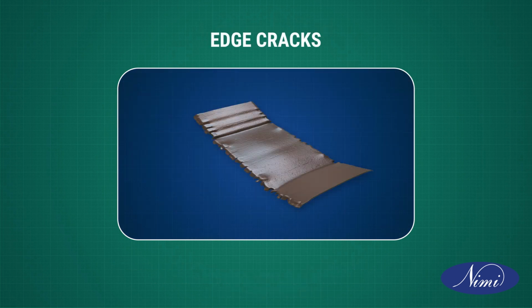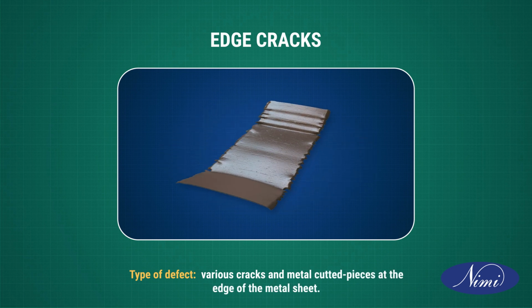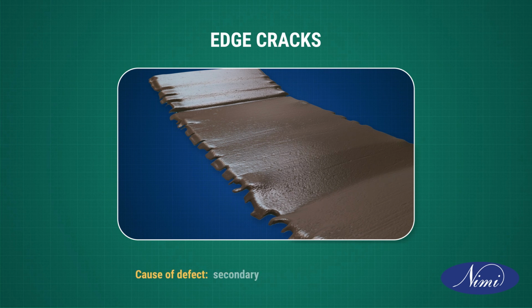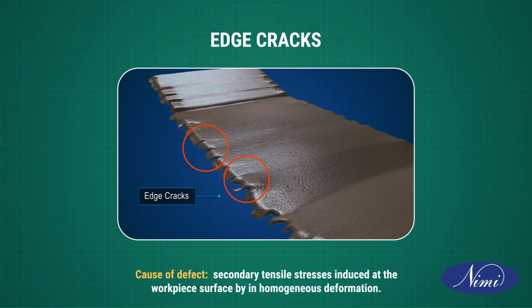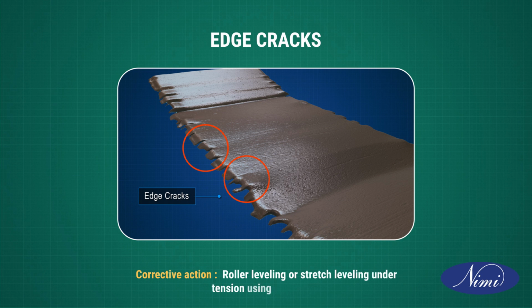Edge cracks. Type of defect: various cracks and metal cut pieces at the edge of the metal sheet. Cause of defect: secondary tensile stresses induced at the workpiece surface by inhomogeneous deformation. Corrective action: roller leveling or stretch leveling under tension using edge rolls.